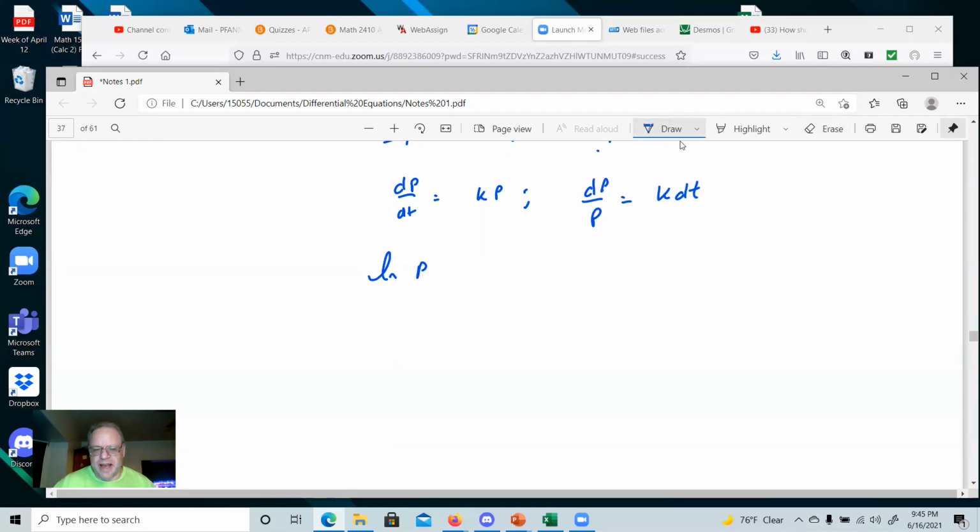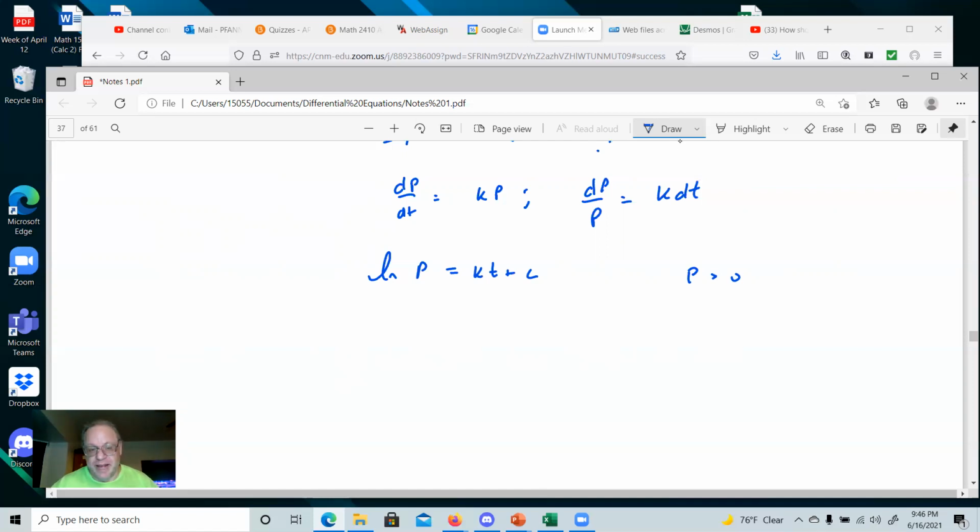kt plus c. We note that we're talking about population, which is always going to be positive. So even though we could be more precise and put in our absolute values, we know that population is going to be positive, so we don't really need to work with that too much.